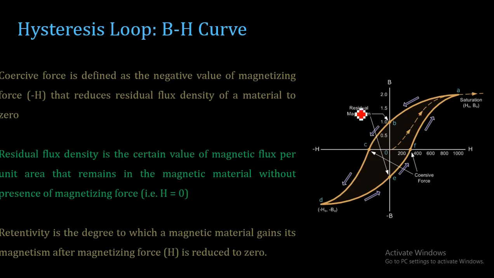Now coercive force is defined as the negative value of magnetizing force which is required to bring the flux, whatever flux is available at zero current or zero magnetizing force, to zero. Okay. Now we have a term known as residual flux density or residual magnetism. That is the flux density that is retained by the magnet even after your H is zero. That magnetism is known as residual magnetism, and the property is known as retentivity. And if you need to bring this flux to zero, you have to apply some force in the reverse or negative direction. The force that you apply is known as the coercive force.